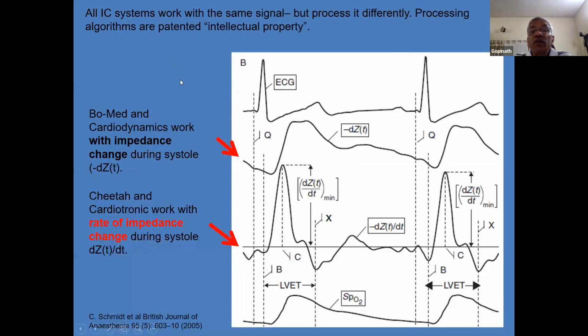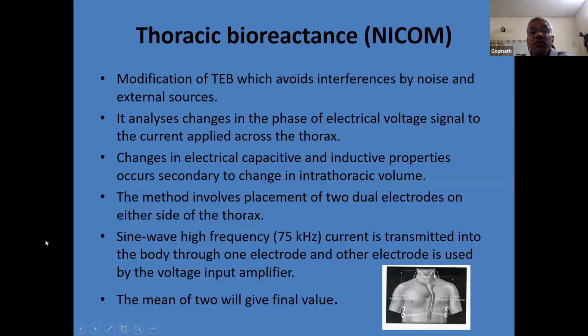So all these systems work with the same signal, but the processing is different. Like these companies, Biomed and Cardiodynamics, they look at the change in impedance, or delta impedance, during systole, whereas with Cardiotronic the rate of impedance change during systole is taken. So either a fixed value or the rate of impedance change is used. So all of them are different measures.